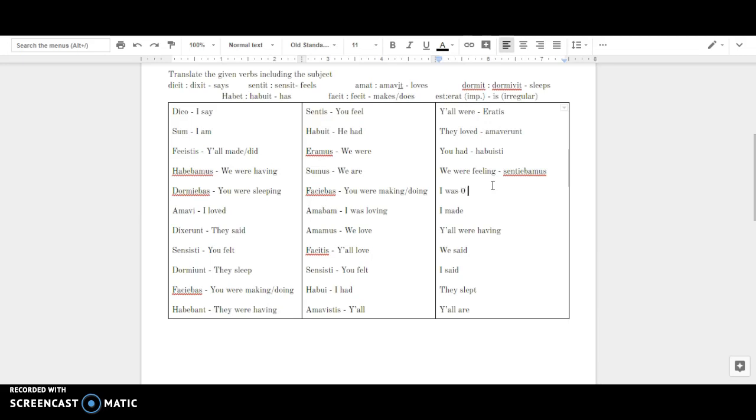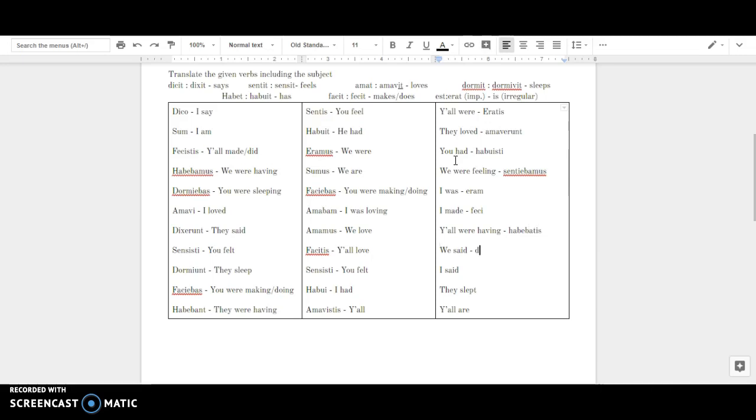Okay. I was, that is eram. I made. So we'll take fecit and replace that IT with the first person singular perfect ending, which is I. Y'all were having. So we take habet, take off the T, and we will add the y'all were ending from the imperfect tense, which is batis.